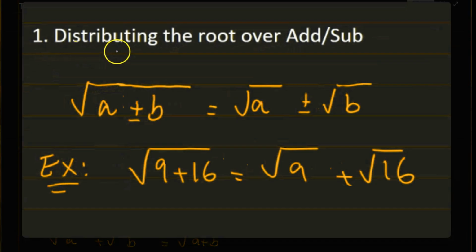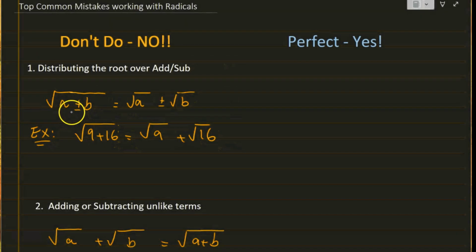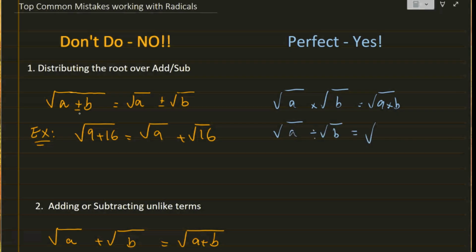First one, distributing the root over addition and subtraction. So here it is. We've got the square root of a plus or minus b. A lot of my students make a mistake and think that the same rule applies as for multiplication and division, and no, it doesn't for addition and subtraction. So these are obviously not true. The only way they are true is if you're multiplying the two radicals like that, or dividing, which becomes the square root of a over b. So do not do this.